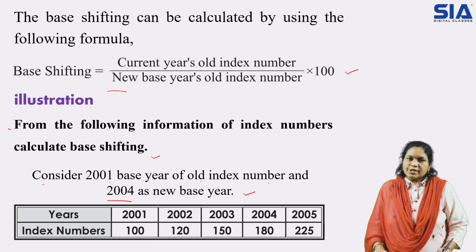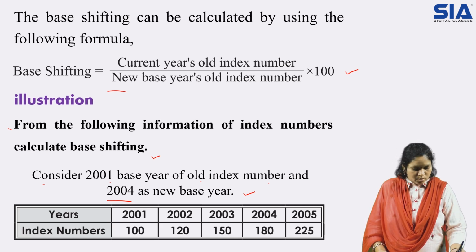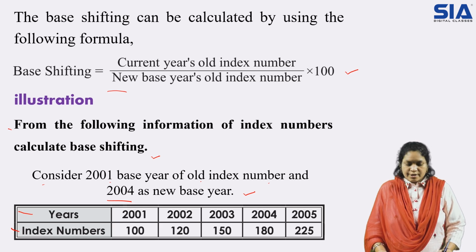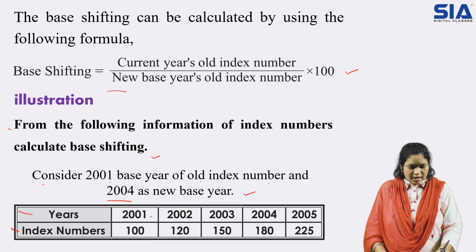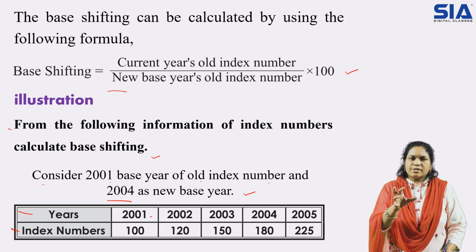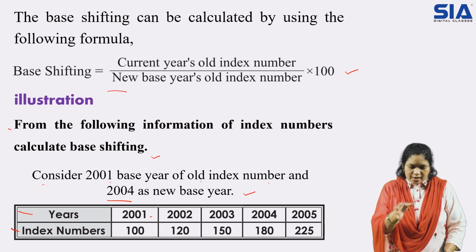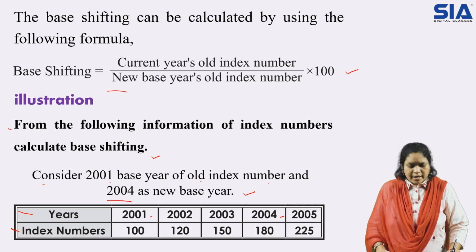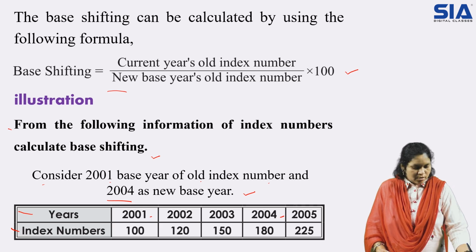Now let us check this in the problem. They have given the years and some index numbers. Now what do we need to shift? We need to shift from the old 2001. Generally the first year becomes the base year. That one we have to remove and consider 2004 as our new base year using the formula.